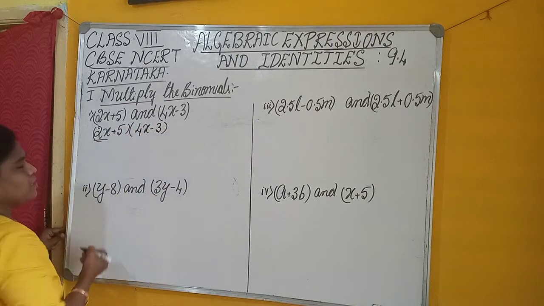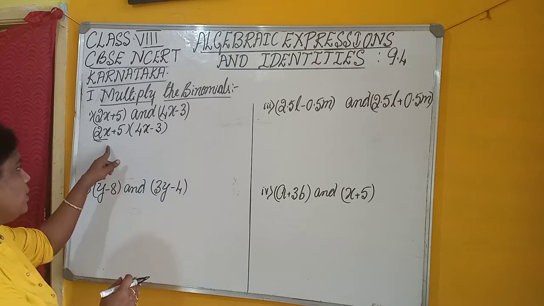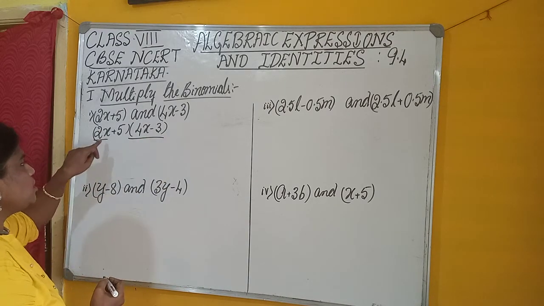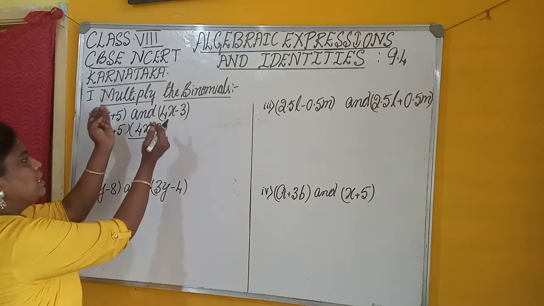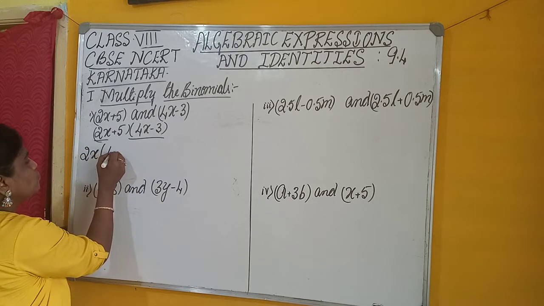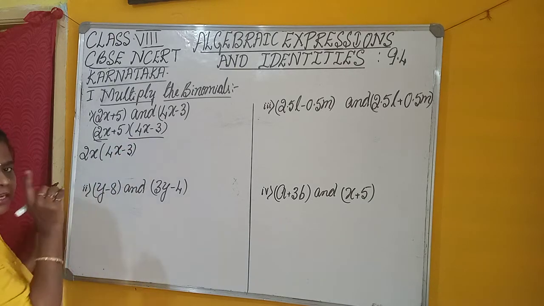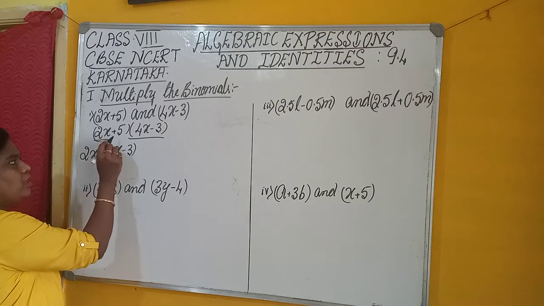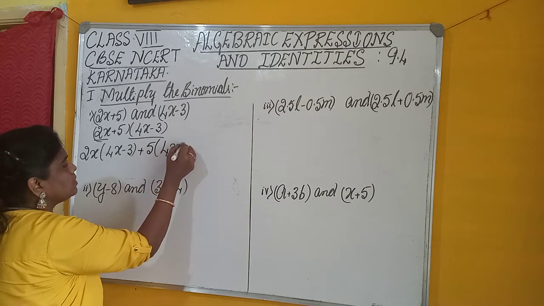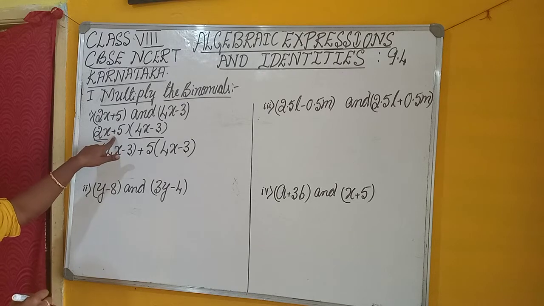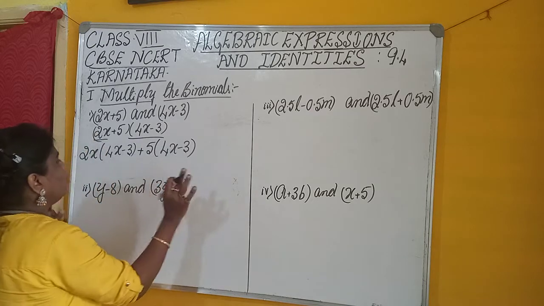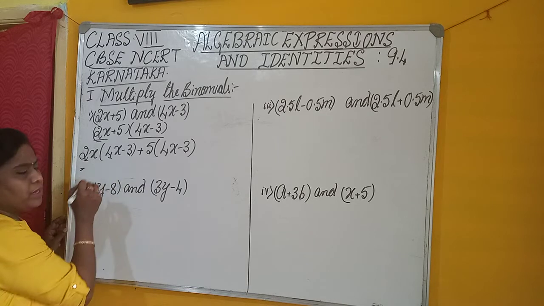First term of the first binomial is multiplied to the complete second binomial. Okay students, the first algebraic term is multiplied to the complete second binomial, that is equals to 2x into 4x minus 3. Okay students, understood? Next, move to the second term of the first binomial, that is 5 into 4x minus 3. The plus symbol is given, so plus 5 into 4x minus 3.